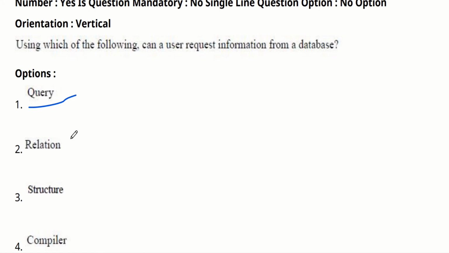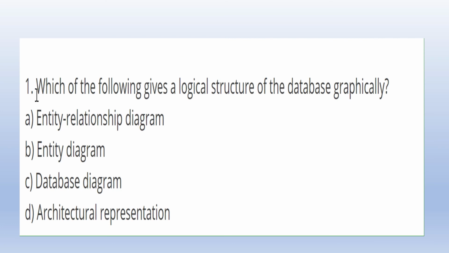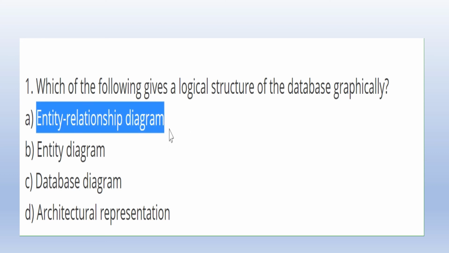Now let's see the bonus question answer. The question is, which of the following gives a logical structure of the database graphically? ER diagram, entity diagram, database diagram, architecture representation. We have relationship diagrams, which are known as ER diagrams, which use different symbols for representing the structure and design of the database. So the correct answer is entity relationship diagram.